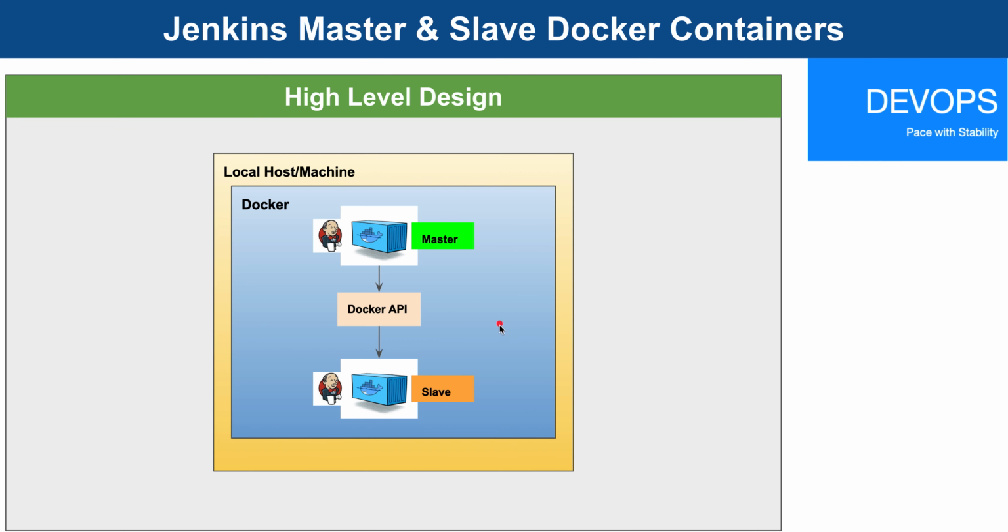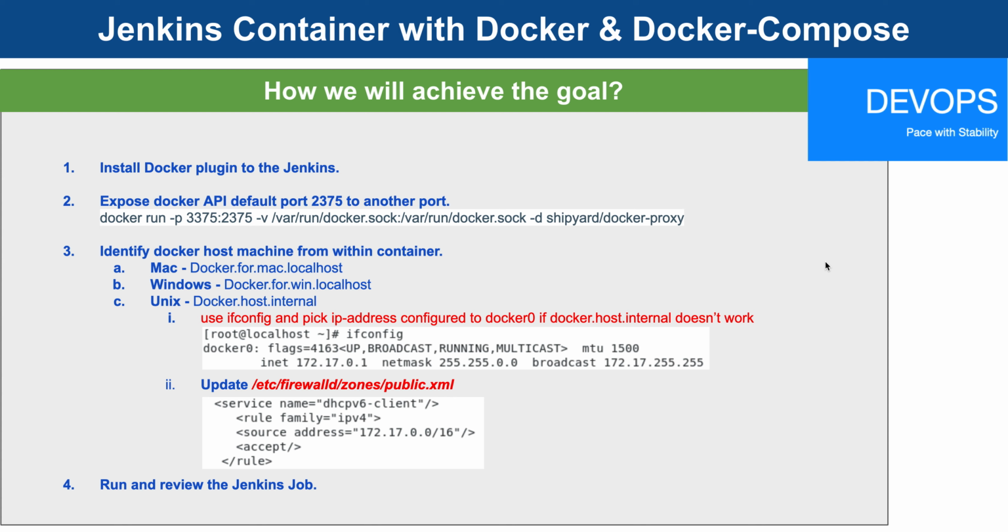So we are looking at the high level design. We do have a localhost or a machine on which we have a Docker installation. Then we have a Jenkins master container running in the machine, which will further call the Docker API, and then the Docker API is going to spin a Jenkins slave machine for us. So this is how we are going to achieve it.